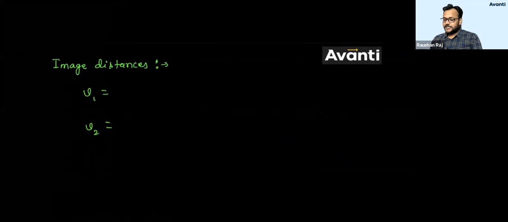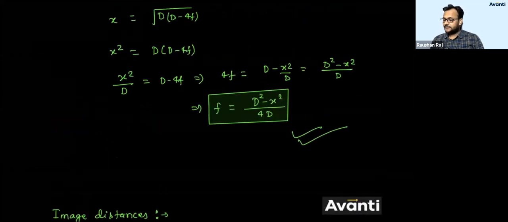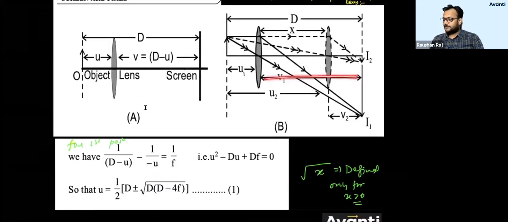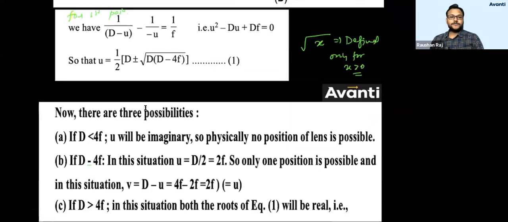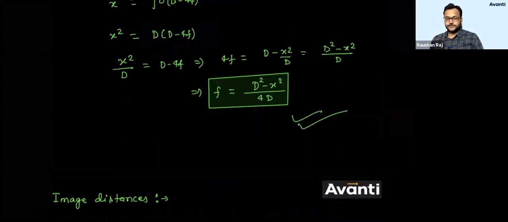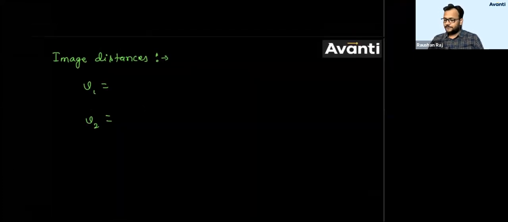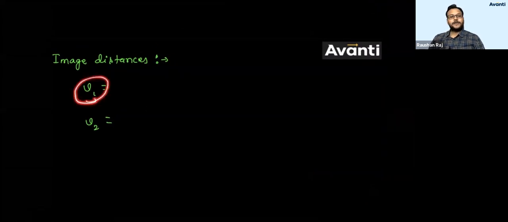अब बात करते हैं बच्चा लोग इमेज डिस्टेंसेस के बारे में. So at those two positions of the lens, what will be the value of v1 and what will be the value of v2? तो हम v1 और v2 का वैल्यू निकालेंगे. Tell me guys, how will you find the value of v1? Then you have to find the value of v2. कैसे निकालोगे? Like in terms of x, in terms of capital D and all those things, ठीक है? Or in terms of u1, u2. Just tell me what will be the relation between v1, u1, u2.